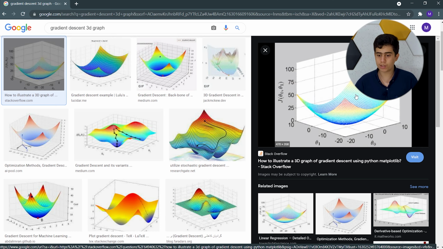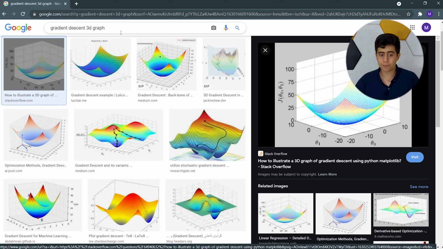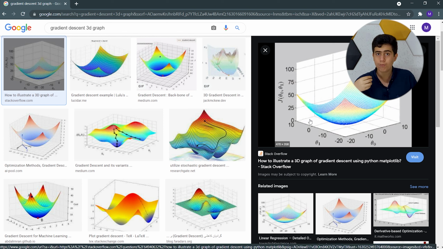First of all, you must understand that in most of the problems we are dealing with a 3D graph. Sometimes it's like 4D or 5D. I cannot show that to you obviously, but let's say we are working with this graph over here. If you search gradient descent 3D graph on Google, you'll see these kinds of graphs. And as you can see, the graph that we have over here is dealing with theta 0 and theta 1, which means that we have 2 features, and this axis over here is the cost value.